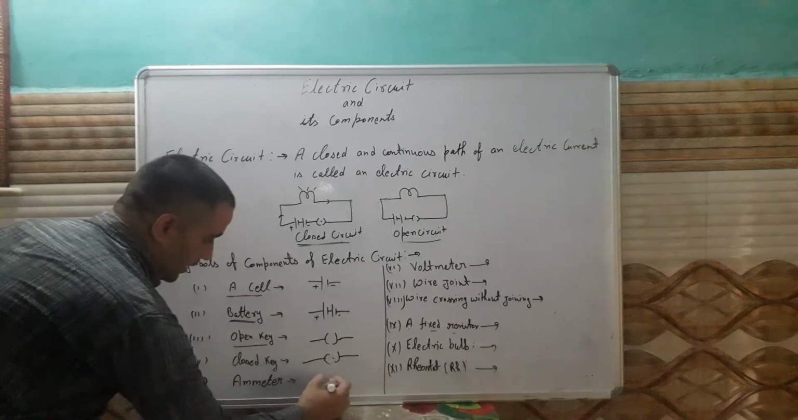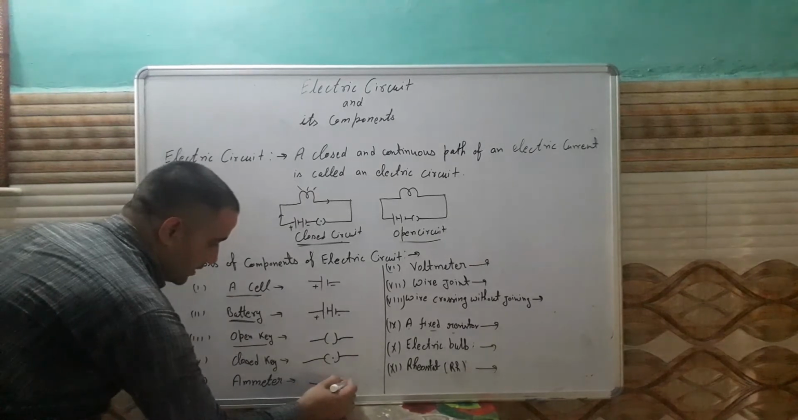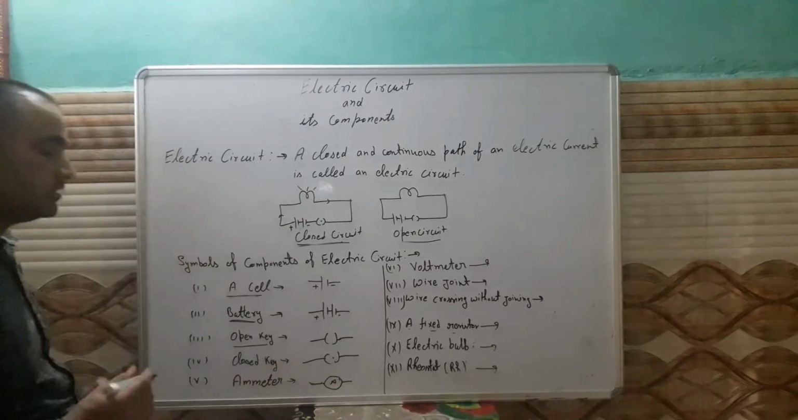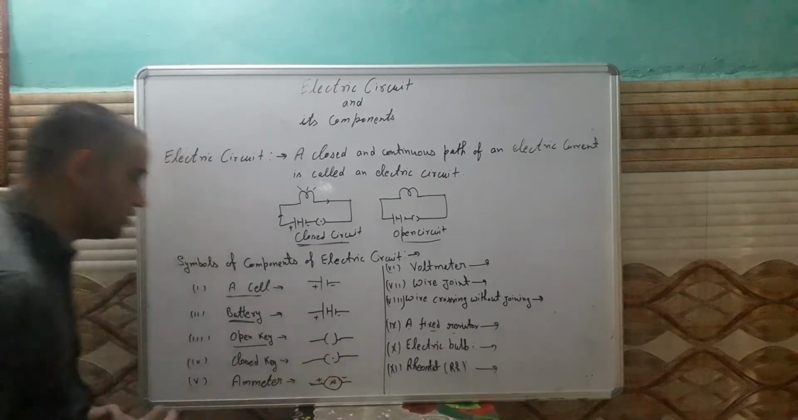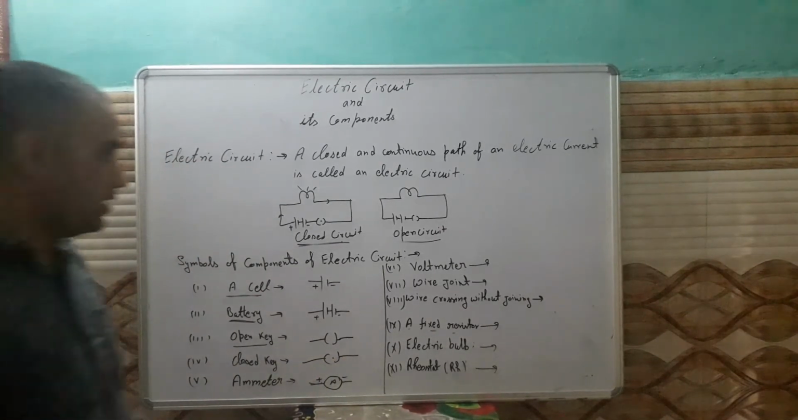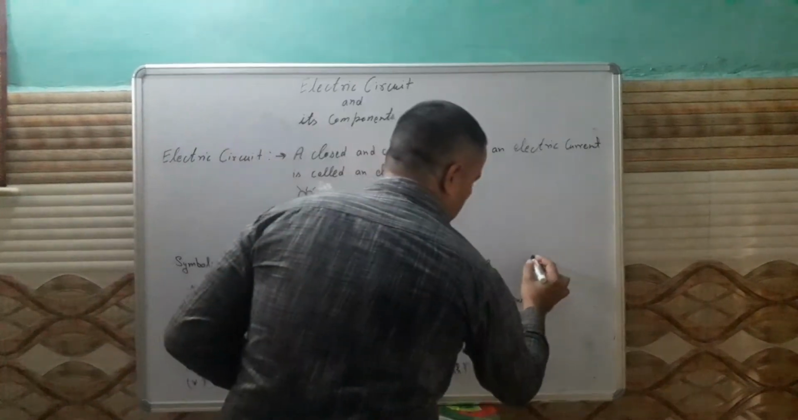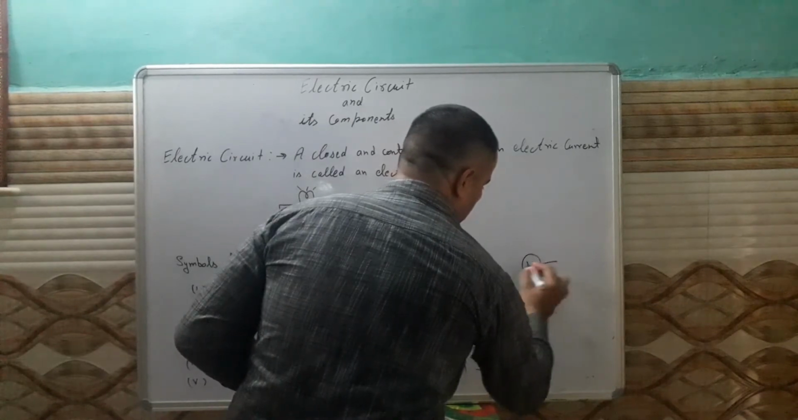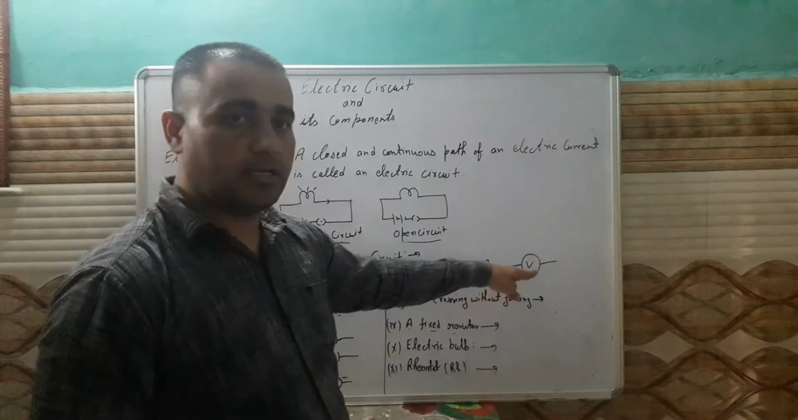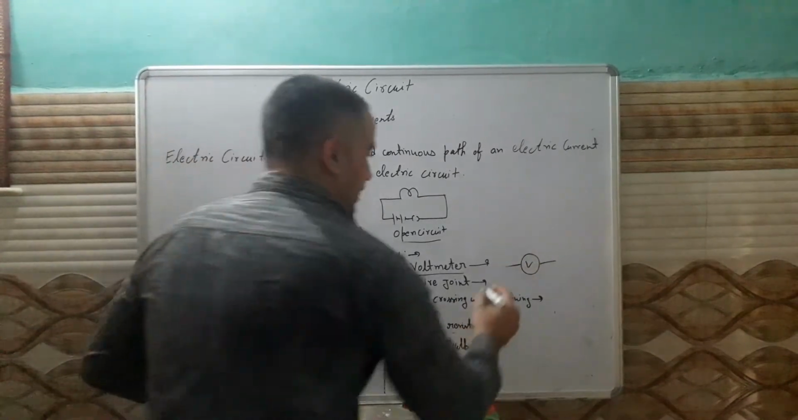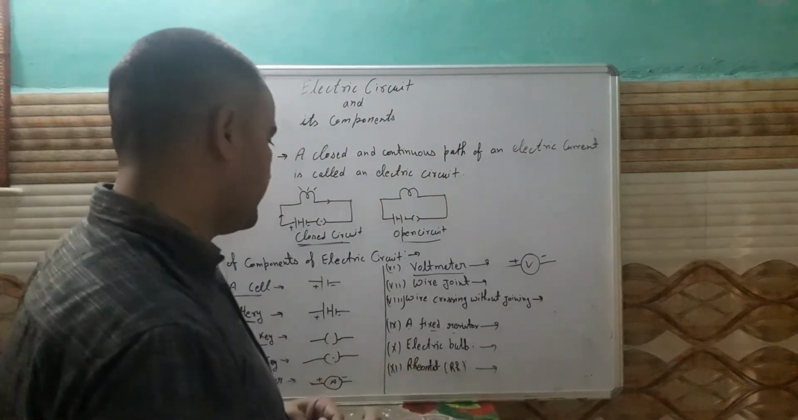Ammeter: as you know, an ammeter is a device which we use to measure the electric current in a circuit, and it is represented by this symbol. There are two terminals of the ammeter, one positive and the second negative. The next component of an electric circuit is the voltmeter. We will discuss this in later classes. As we represent the ammeter, just replace the letter A with the letter V, and the same two terminals are there, one positive and one negative.